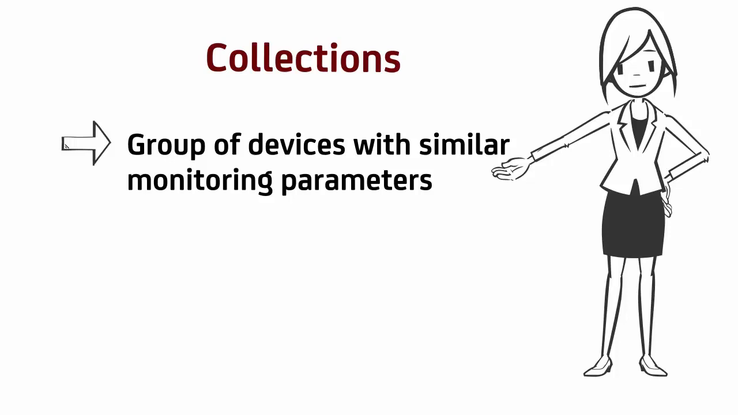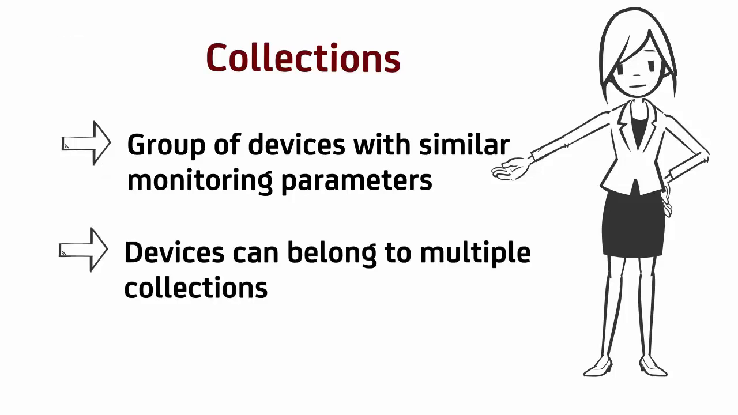Each set of monitoring parameters is called a monitoring profile, which is discussed in the next segment. Devices can belong to multiple collections. Collection membership should be determined by the need to monitor devices in a similar fashion. Groups used for report organization are different from collections.